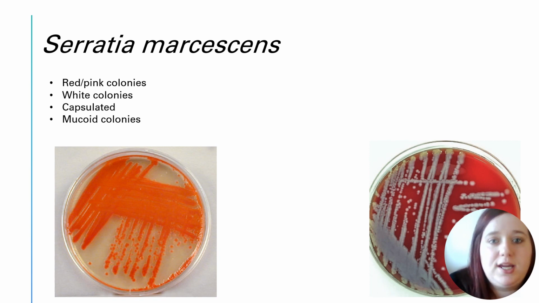So Serratia can be easily recognizable due to the red colonies down here on the left, but not all strains will have this red color. As you can see here on the right, they can also be a clear white colony. This is because some strains will produce a pigment called prodigiosin and some won't. This organism is also encapsulated and very mucoid.